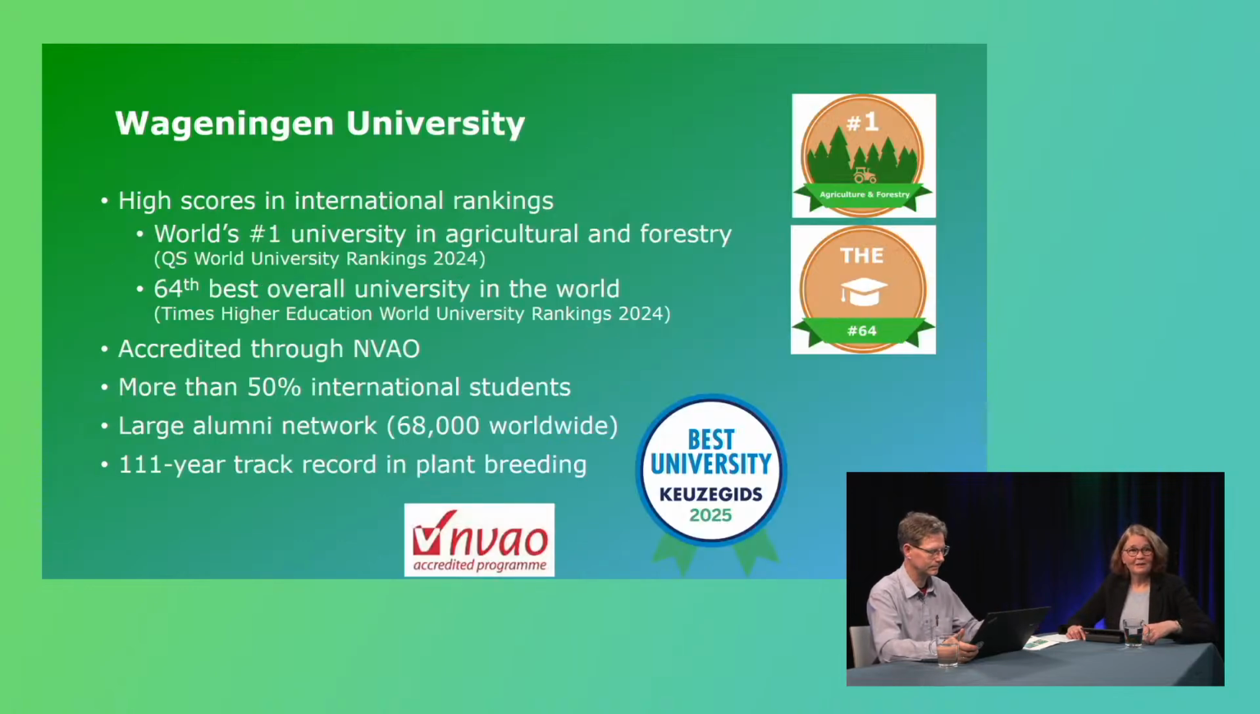So Wageningen University, well, who doesn't know of Wageningen University? We score really high in international rankings, both for research as well as for education. So in the QS World University rankings, Wageningen University is number 1 in the domain of agriculture and forestry. And according to the Times Higher Education World University rankings, we also score really high, number 64 at world level.